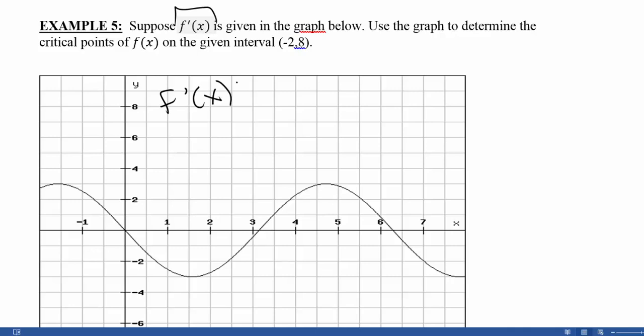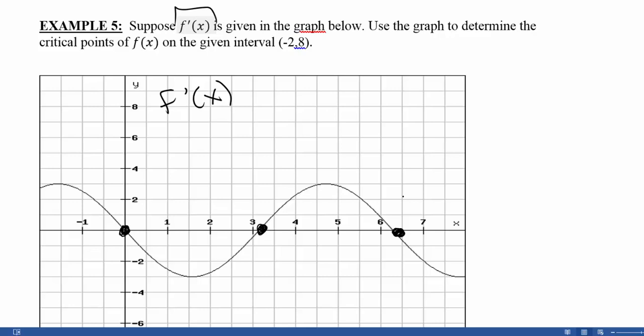So we have to remember how we find critical points. Critical points are going to be when the first derivative equals 0 or when the first derivative is undefined. There's nowhere on this graph that's undefined, and so we're looking for where the first derivative equals 0. The graph of the first derivative is going to equal 0 whenever we cross through the axis. So here, here, and here. So these are the points where the first derivative equals 0.